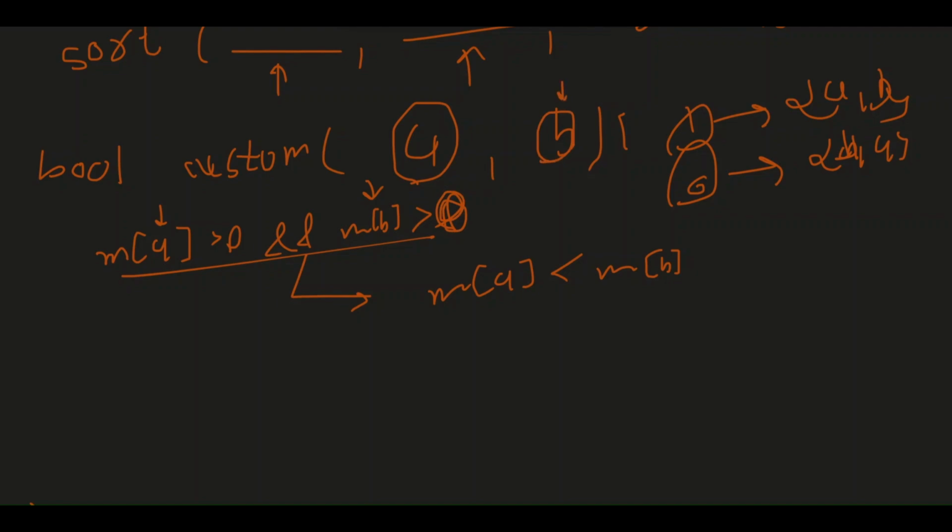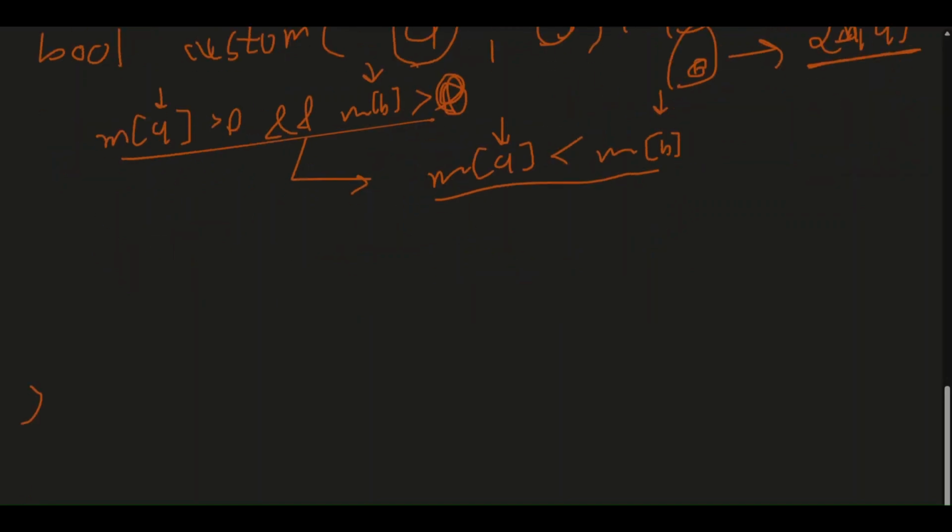If both elements are present in arr2, then I have to check the indices. If the index of A is less than the index of B, then I don't want to swap this pair. I will keep the pair as it is, A comma B. But if the index of A is not less than the index of B in arr2, then I have to swap, so I will return 0. This condition holds false, then the pair is swapped. If this condition is not true, then either my map of A is greater than 0 or my map of B is greater than 0.